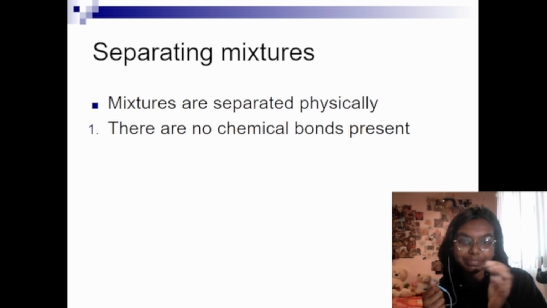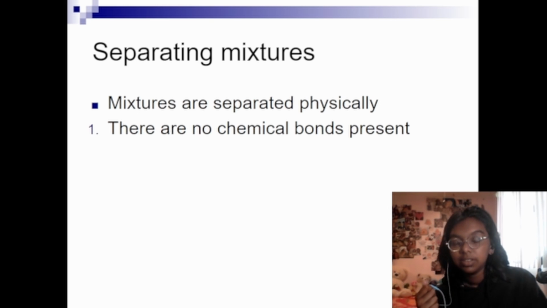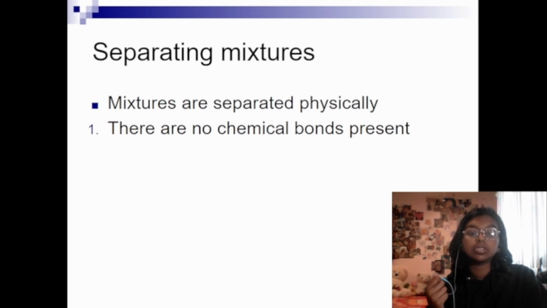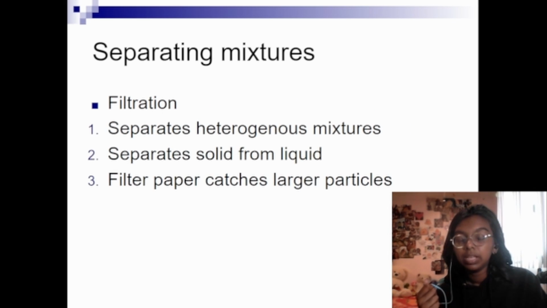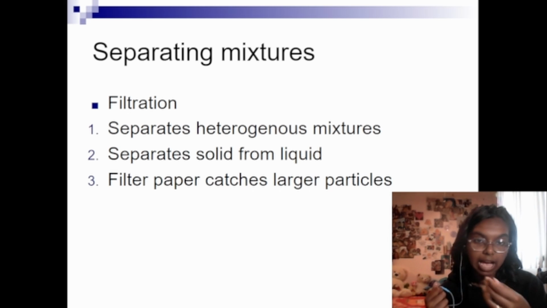And then, how do you separate mixtures? You can separate mixtures physically because there are no chemical bonds, right? So there are different ways of separating mixtures. One way is filtration. It is mostly used when separating heterogeneous mixtures, and it is used to separate a solid from a liquid, right? So pretty much you use filter paper to catch larger particles.